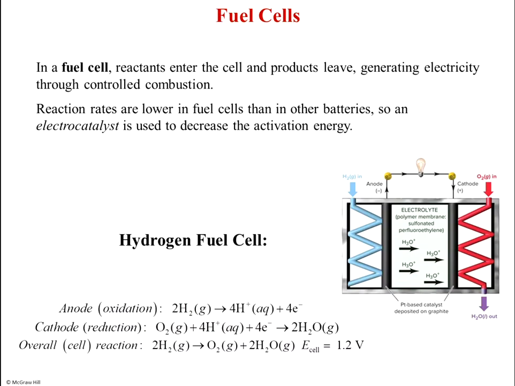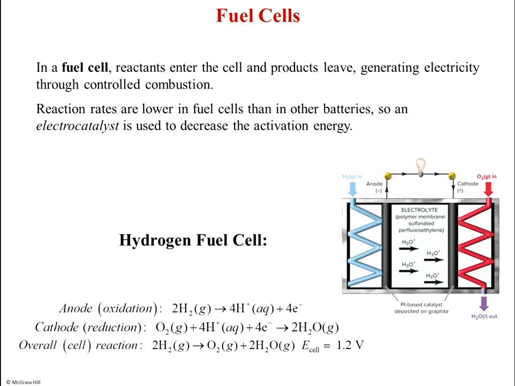Next up, we're going to look at fuel cells. Fuel cells produce energy just like a voltaic cell does, but you have to continuously supply a fuel to it in order to carry out the redox reaction. So a fuel then enters the cell and generates electricity through a controlled combustion reaction. You might think, well, why not just do a combustion reaction? It turns out that fuel cells have a much higher efficiency than internal combustion engines.